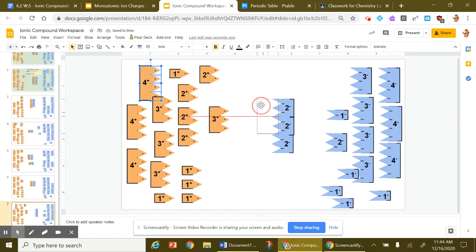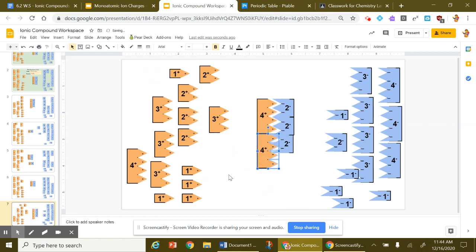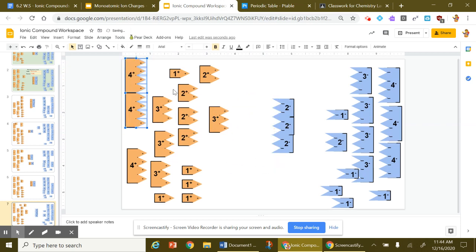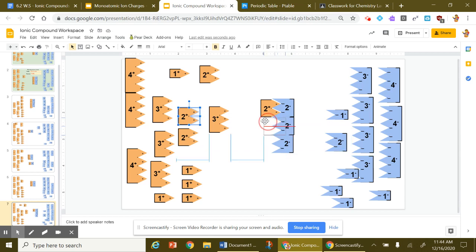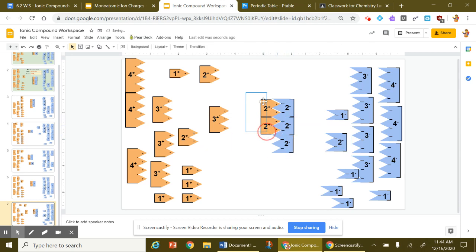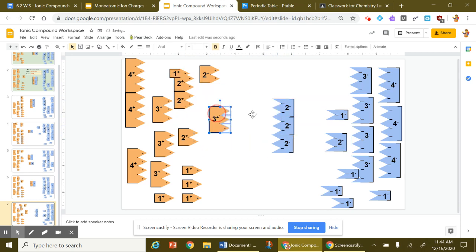Maybe it's a +4. No, that does not work. So it can't be +4, all right? It won't be +2. If you have 3 2 minuses, you would need 3 2 pluses to cancel it out. So that can't be it. The answer at this point is 3. Okay, the answer is 3.